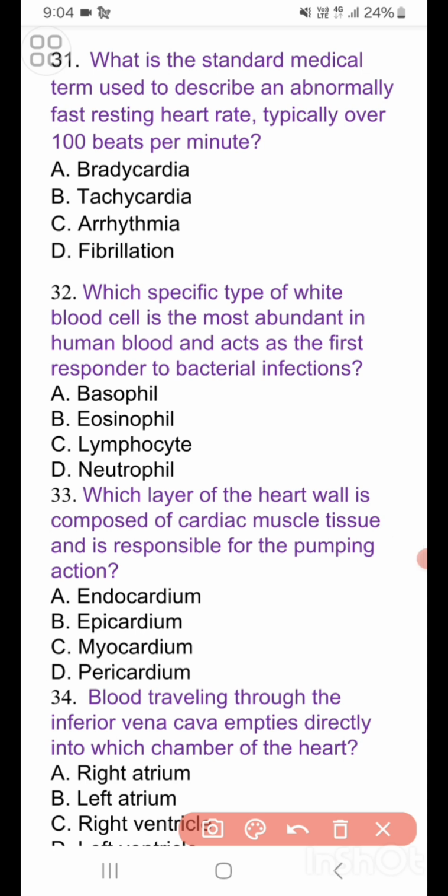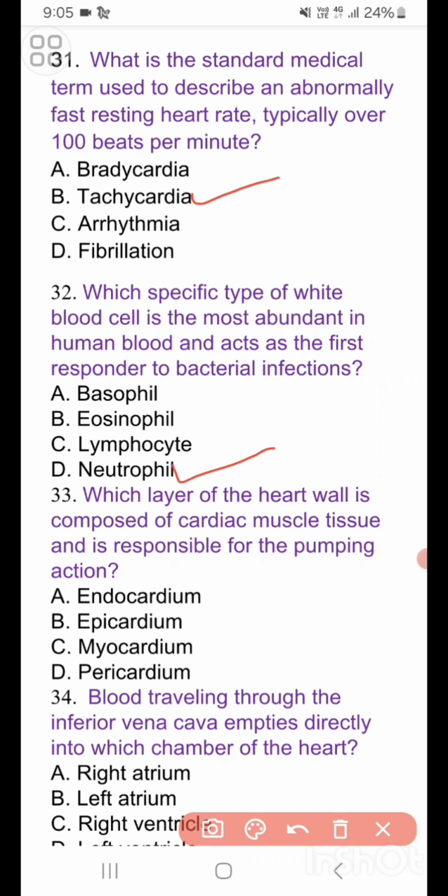What is the standard medical term used to describe an abnormally fast resting heart rate, typically over 100 beats per minute? Tachycardia. Which specific type of white blood cell is the most abundant in human blood and acts as the first responder to bacterial infection? Neutrophil.